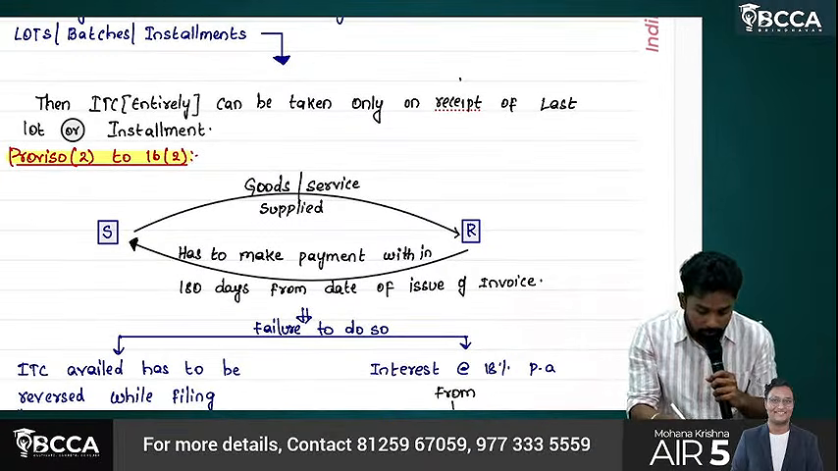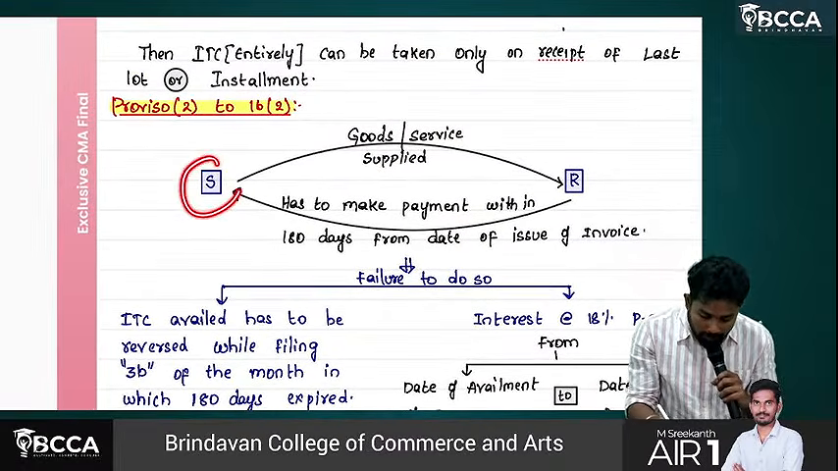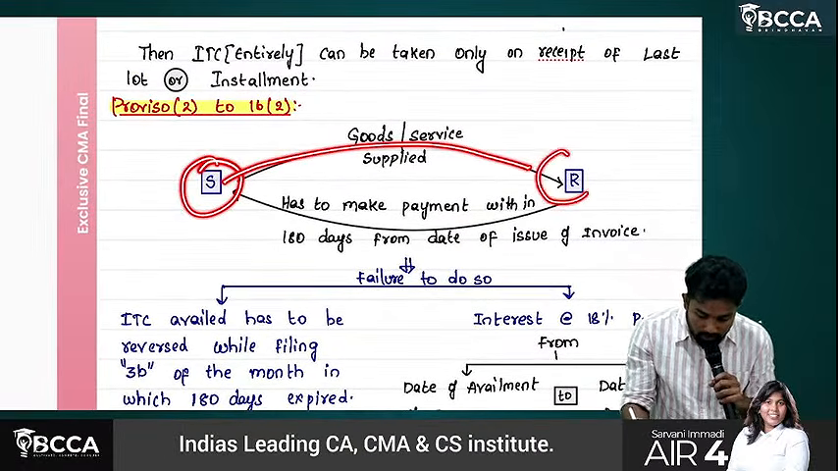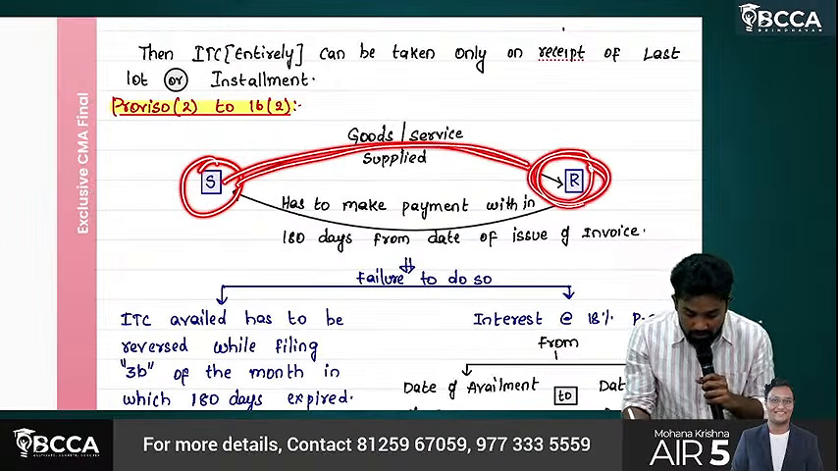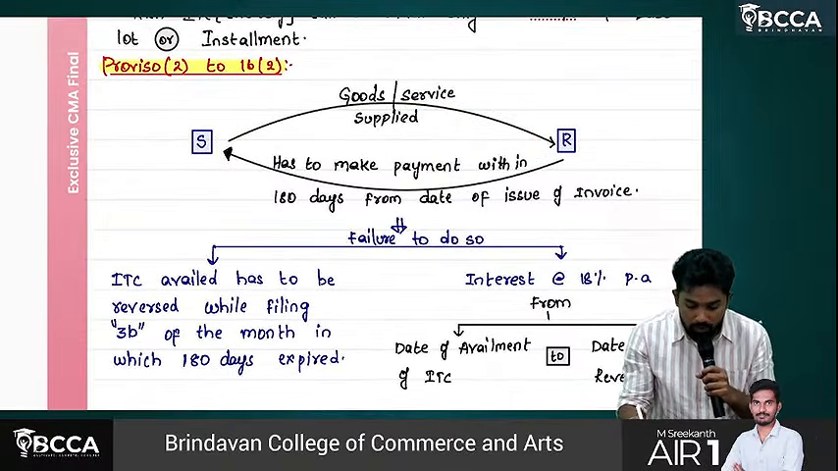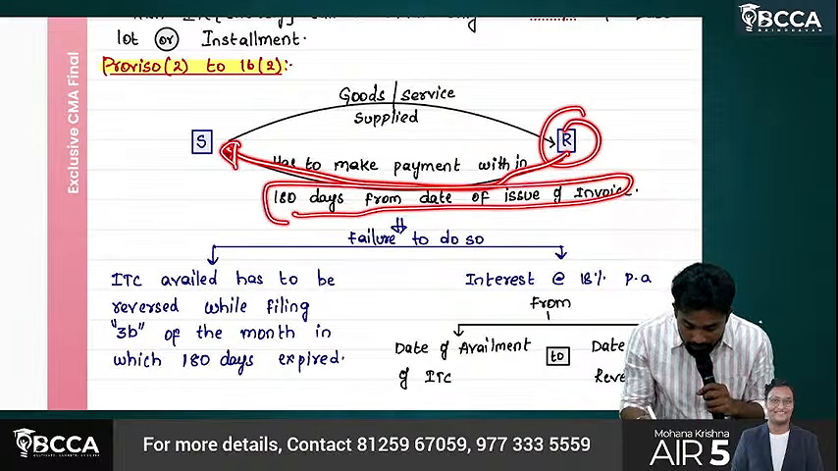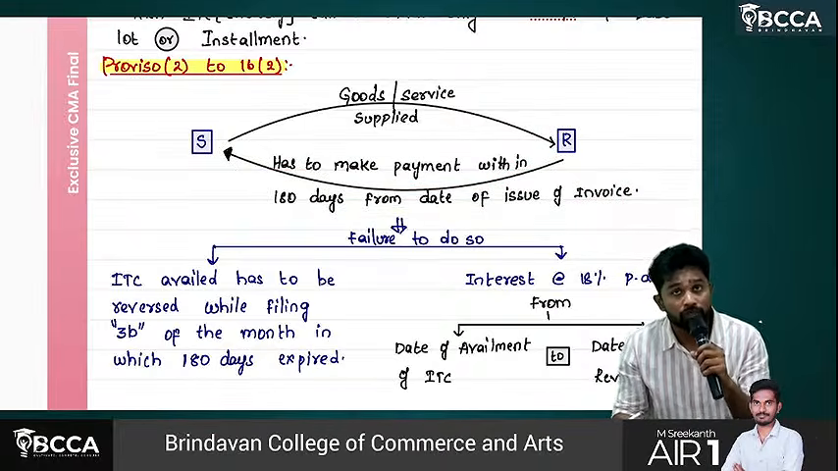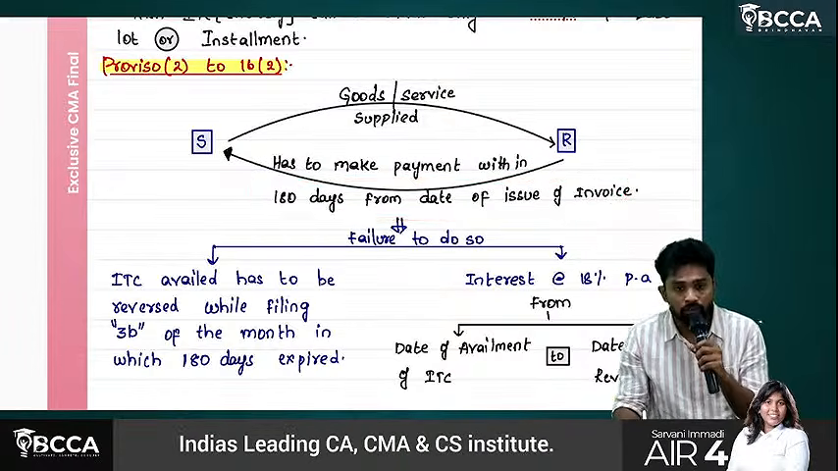Okay. Then proviso 2. What is this proviso 2? Sir, see, the supplier supplied goods and services to the recipient. Now what does the recipient have to do? He has to make the payment within 180 days from the date of issue of invoice. Within how many days, sir? 180 days from the date of issue of invoice.